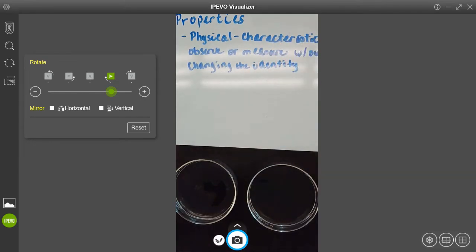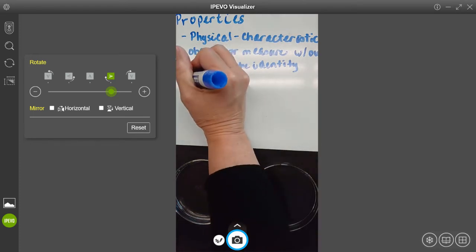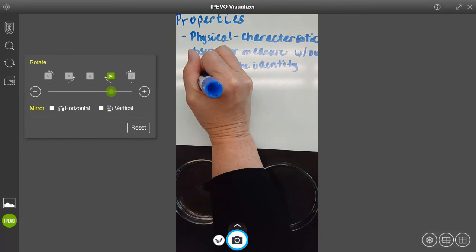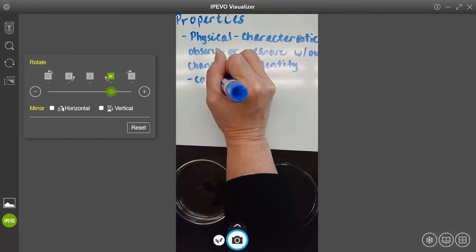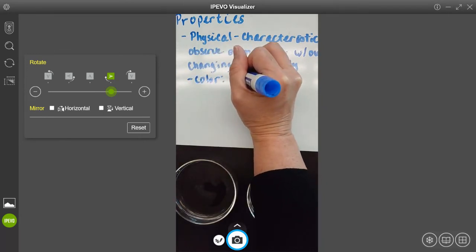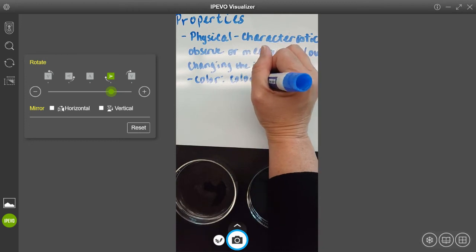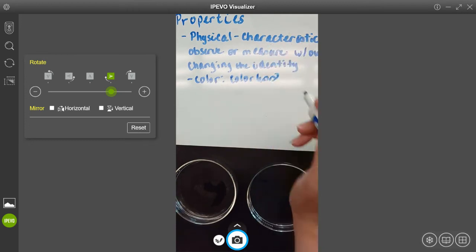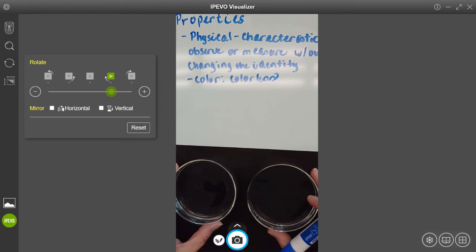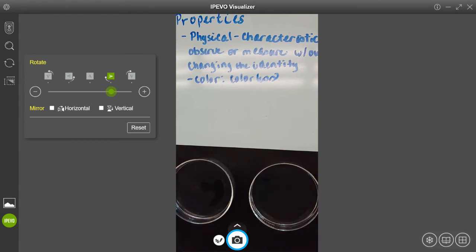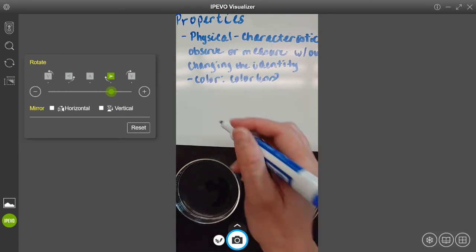Okay, so I have two liquids in my picture here, and let's talk about some of their physical properties. So the first one we could talk about is color, and both of my liquids are colorless. I just put them on this black background to make them easier to see that they're liquids. Right, so that doesn't really distinguish one from the other, the fact that they're colorless.